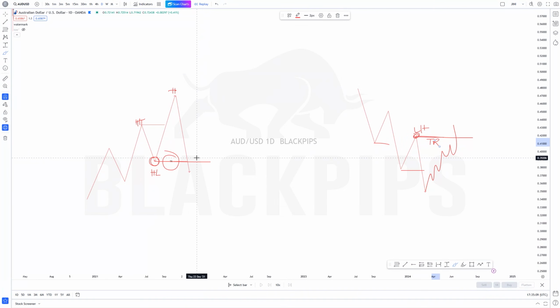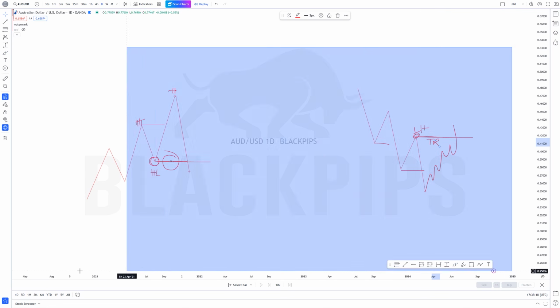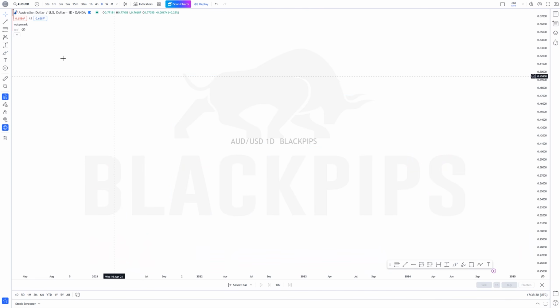So that is the difference in the bullish market structure, but also in the bearish market structure. But let's talk about break of market structure, and then I will show you some examples of this transition and break of market structure.